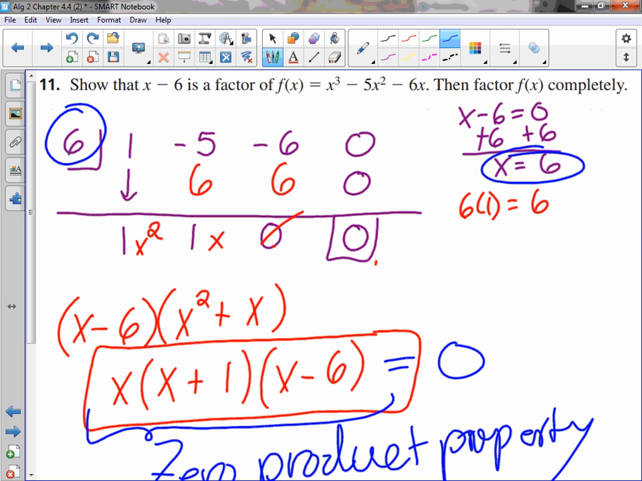Now, will this always help us solve? No. Because we have to plug in real numbers. We can plug in imaginary numbers. It still works, but it's more complicated. And there's different methods we do for that. But that's all we're going to cover for this here.